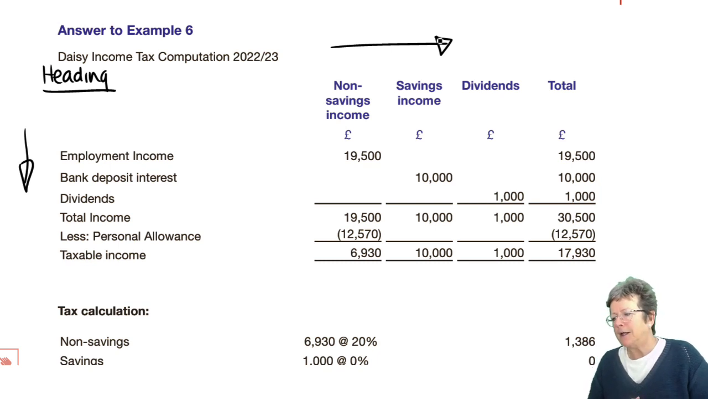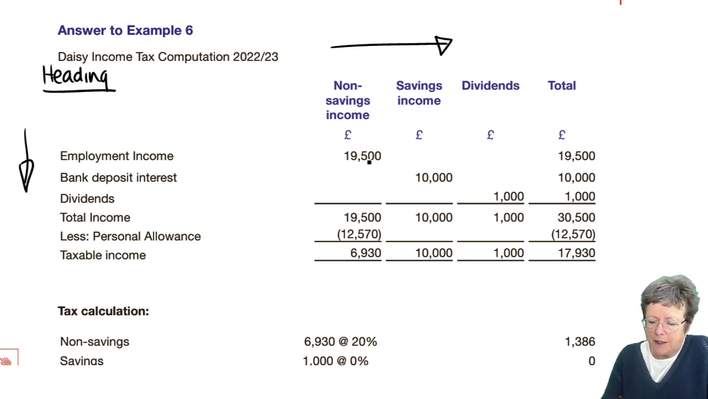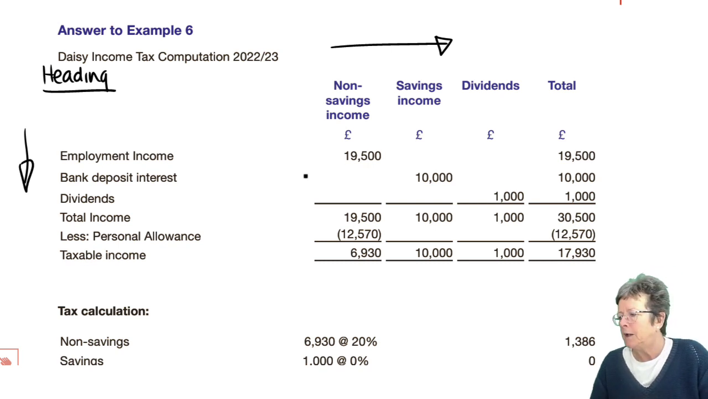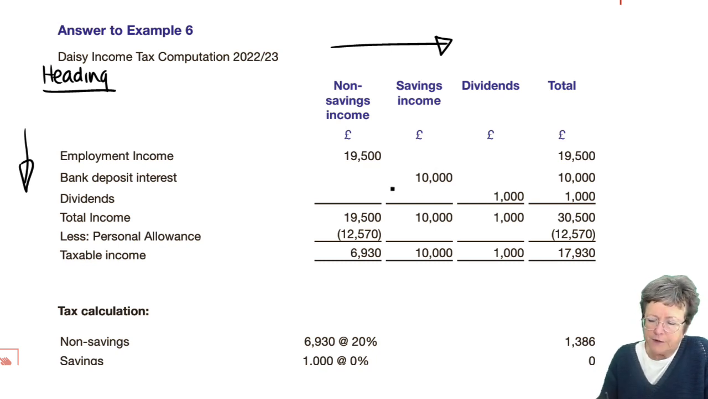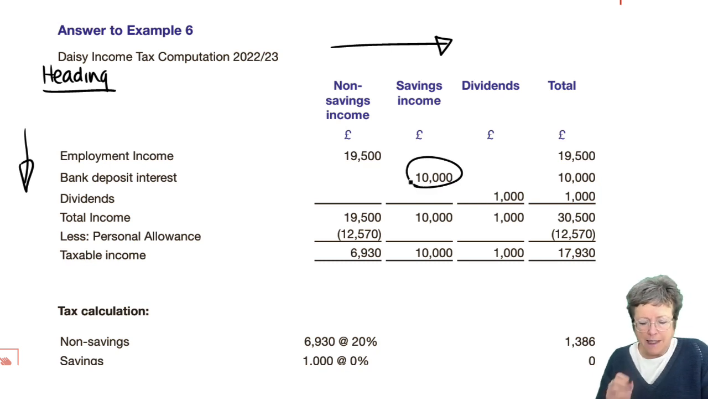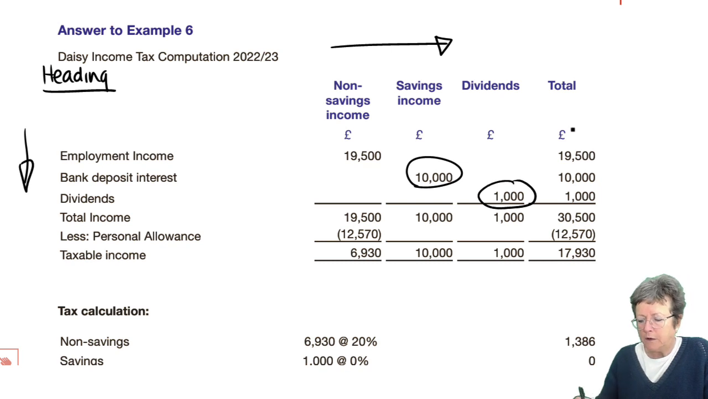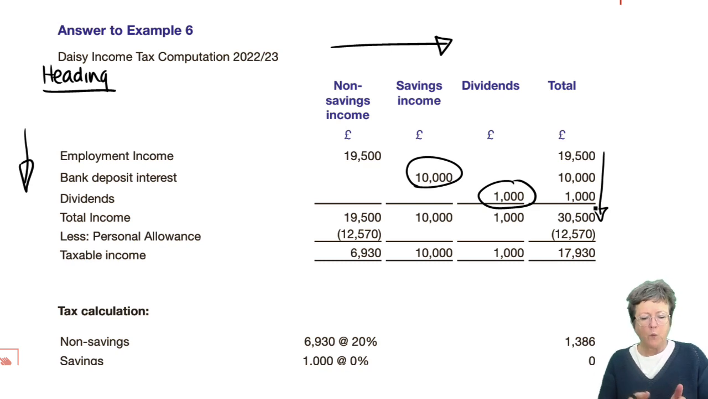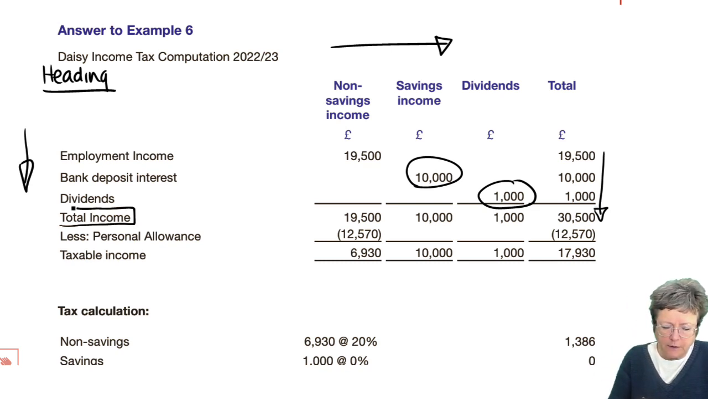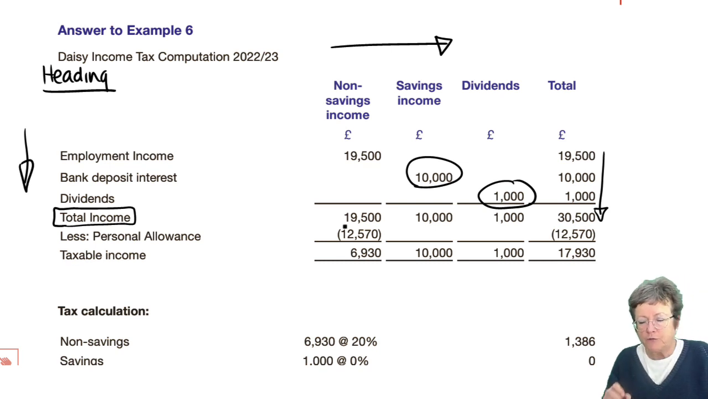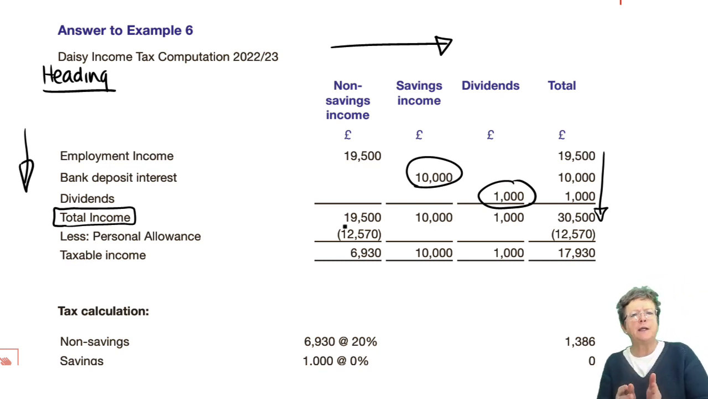Question said that Daisy had a salary of 19,000, so we've copied that, put it in the non-savings income column. It said that she also had £10,000 bank interest in the savings column. Bank interest. There, you can see it there. And dividend income. Okay. Total 30,500. Well labelled. Put the label in there. Total income. Deduct the personal allowance from the non-savings income first. You're getting used to the idea of this first. We always do that first because it's the one that we tax first.